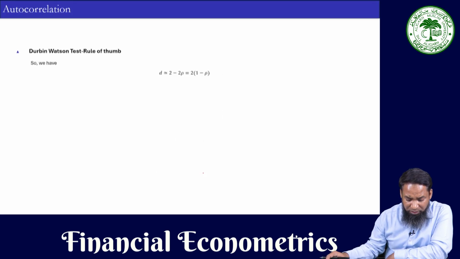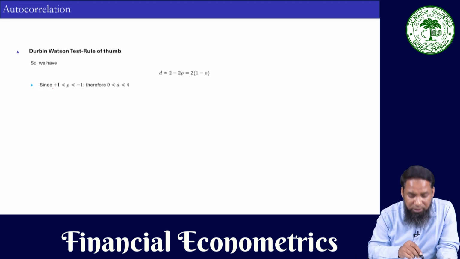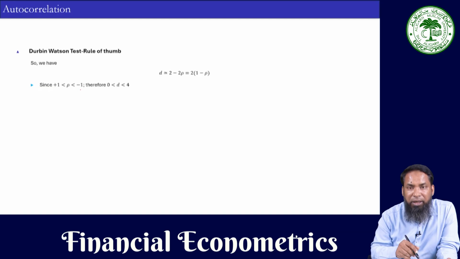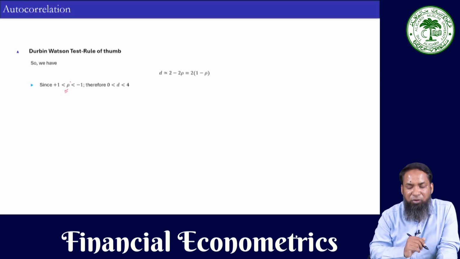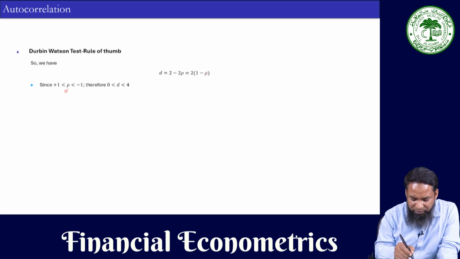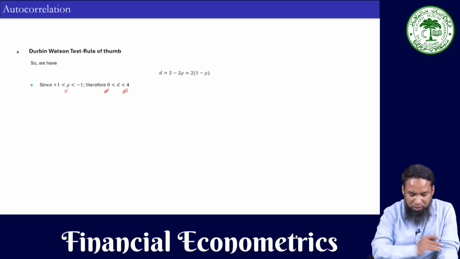Now, since rho lies between plus 1 and minus 1, and this rho is the correlation coefficient between ut and ut minus 1, or ut minus 1 and ut minus 2, if rho lies between minus 1 and plus 1, that means there may be the problem of autocorrelation. Therefore, d will lie between 0 and 4. So, it implies that if the value of d is between 0 and 4, there is the problem of autocorrelation we have to examine.